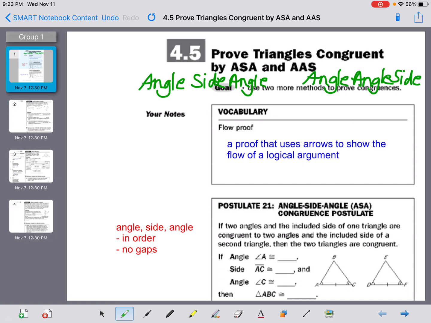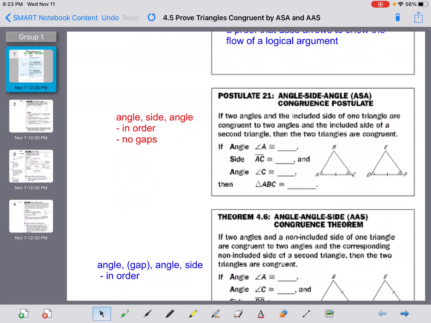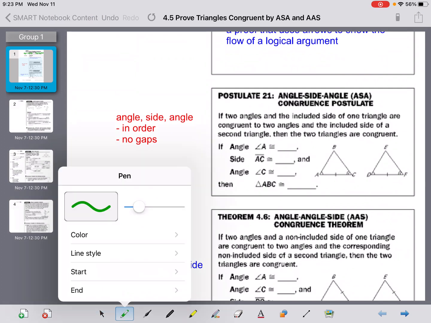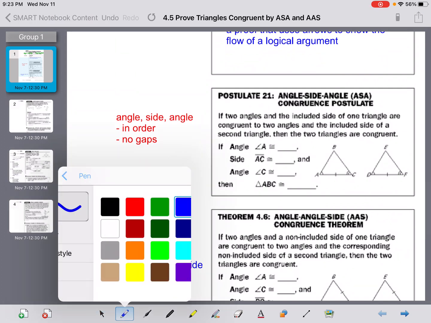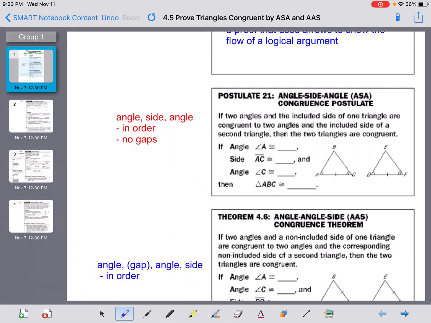But once again, just like the paragraph proof, the two-column proof, it's always good to see that there's different ways we can do it, and then you can choose your preference from there, okay? So let's look first at our first angle, side, angle postulate, okay? And again, I kind of write in the margin some ideas to keep in mind because that will help us. I need an angle, side, angle in order with no gaps.